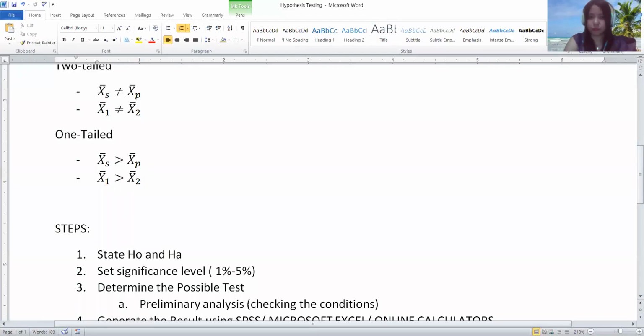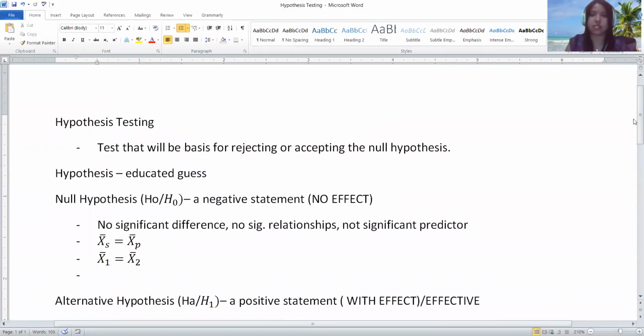Hello, so today we're going to discuss hypothesis testing. Okay, so what is hypothesis testing? We use hypothesis testing if we want to know if we're going to reject or to accept our null hypothesis. So it is a test that will be the basis for rejecting or accepting the null hypothesis.